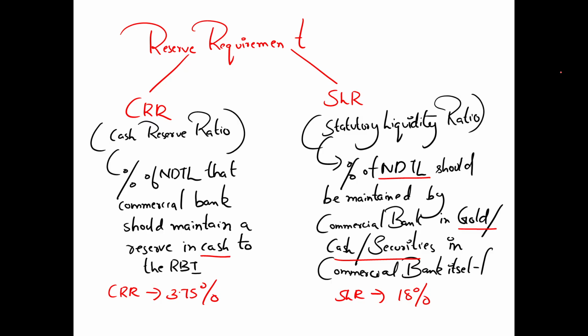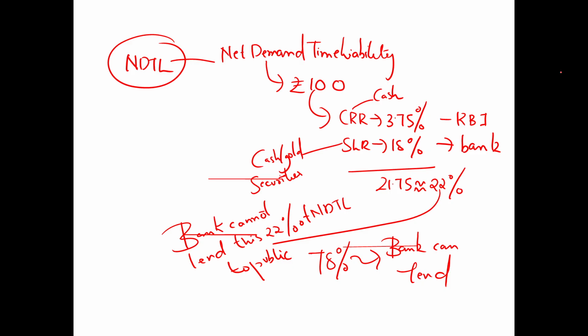Statutory liquidity ratio is a certain percentage of the total net demand time liability that should be kept in gold, cash or securities with the commercial bank itself, and this is known as SLR. So the current SLR is 18%. So 18 plus 3.75, total 21.75 percent. Among the 21.75 percent or approximately 22 percent, the bank cannot lend on that 22 percent. That 22 percent of the net demand time liability should be kept as reserve, and thus only 78% is allowed to be lent by the commercial bank. So this is the concept of reserve requirements.